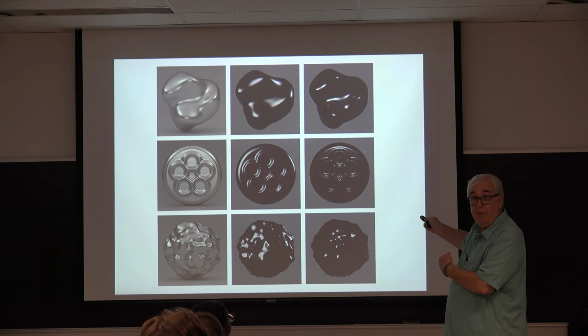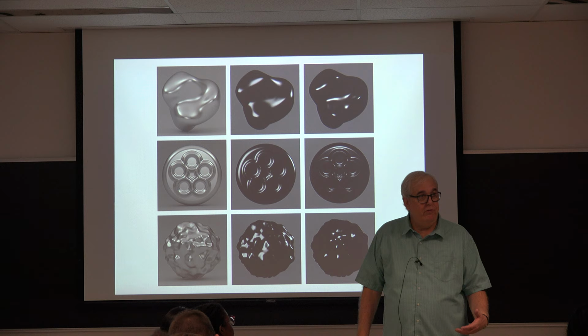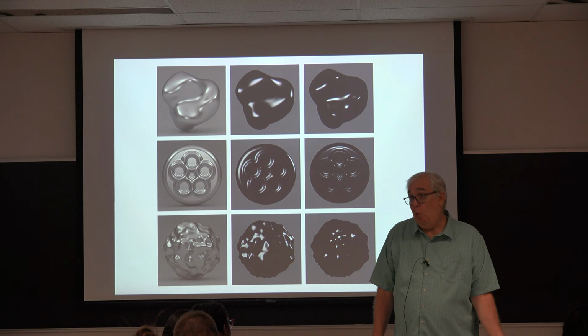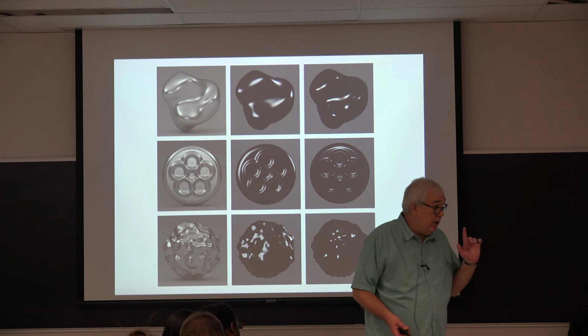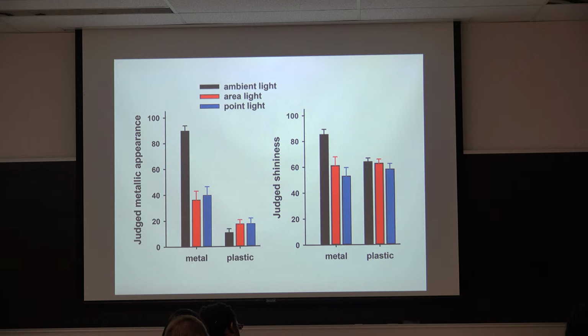So there are two ways you can get a sparse pattern of highlights. One is you can have a sparse pattern of lights, or you can have a shiny black surface. And the question is, can people tell them apart? And the answer to that is no. And I'll show you some evidence for that. So here's a demonstration of that.